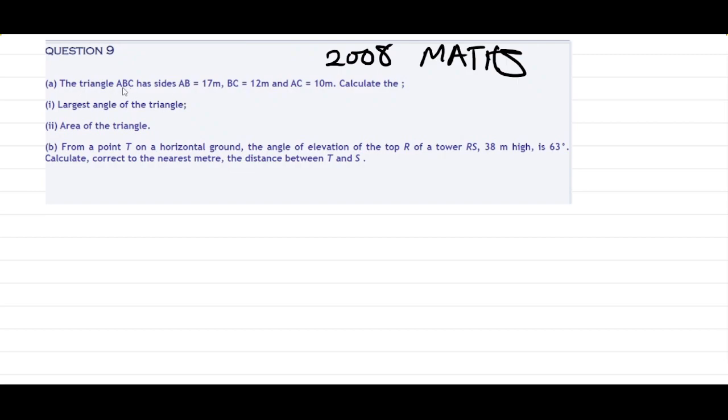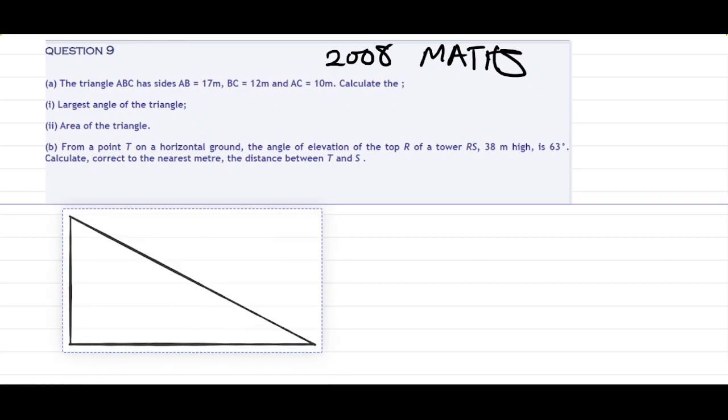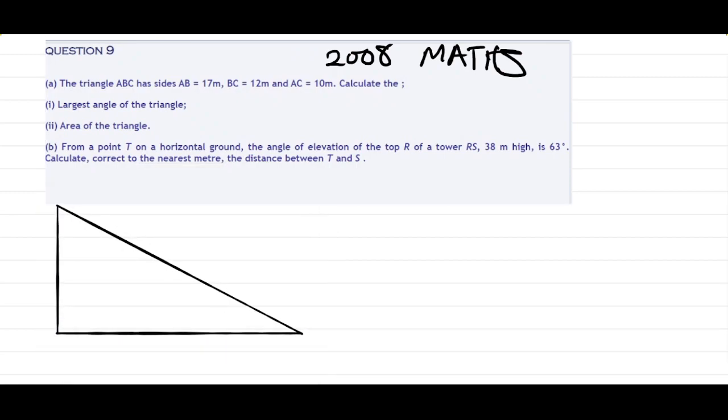It says we have a triangle ABC with sides 17, 12, and 10. And we are going to get the largest angle in the triangle. So let's see. We draw the triangle. Okay. So that's the triangle. Let's call it triangle A, B, and C. The largest side is 17, and then this side maybe 10. This side is 10, and this side is 12.